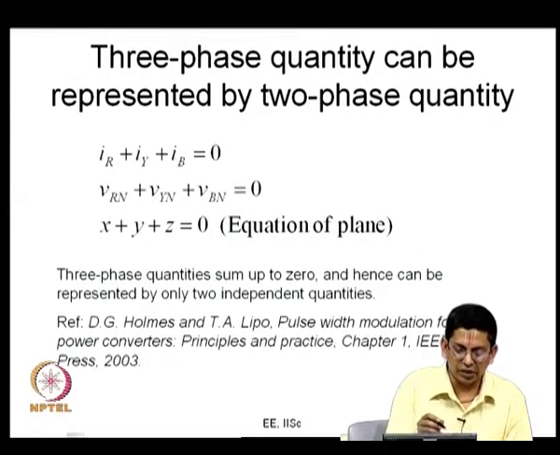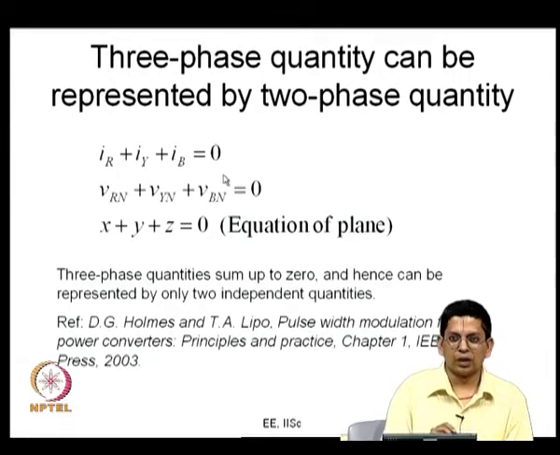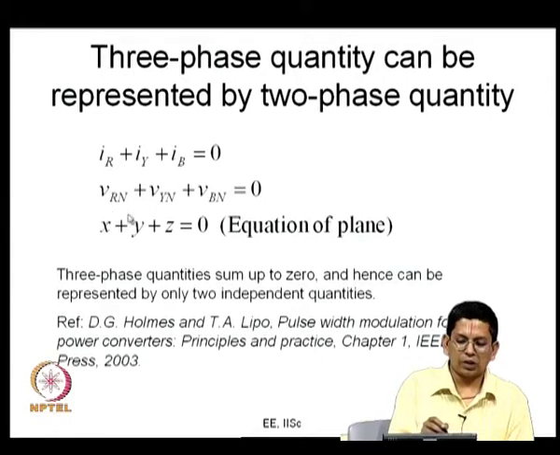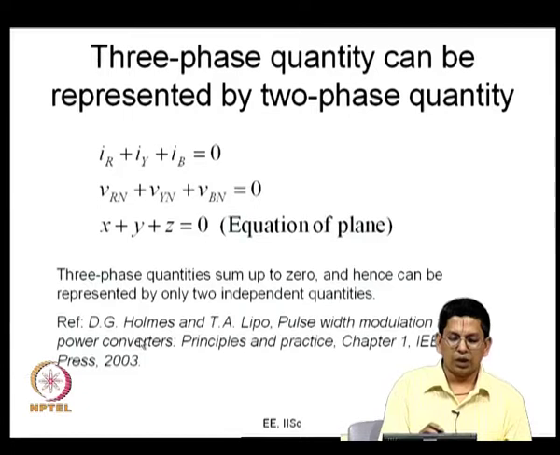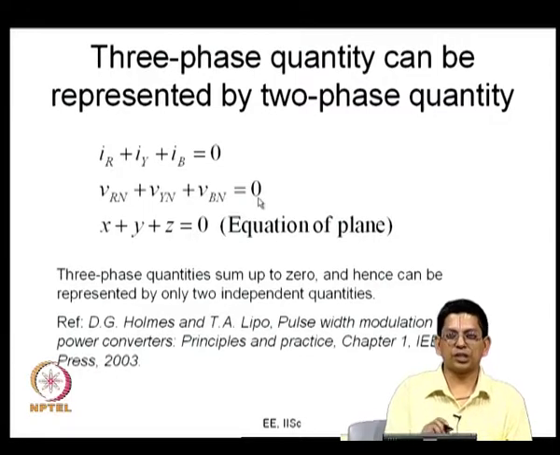So, what you see here is you first have a situation, let us say IR plus IY plus IB is equal to 0. This is from KCL. So, this is a 3 wire load and the sum of the 3 phase currents is 0. Similarly, you can consider when the load neutral is not connected, it is a 3 wire load and you have Vrn plus Vyn plus Vbn is equal to 0. This is the kind of 3 phase voltage that you have now.